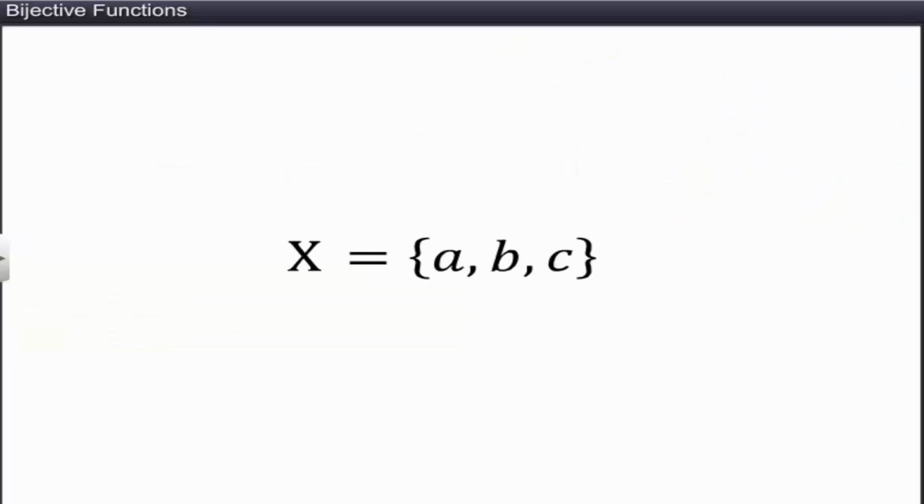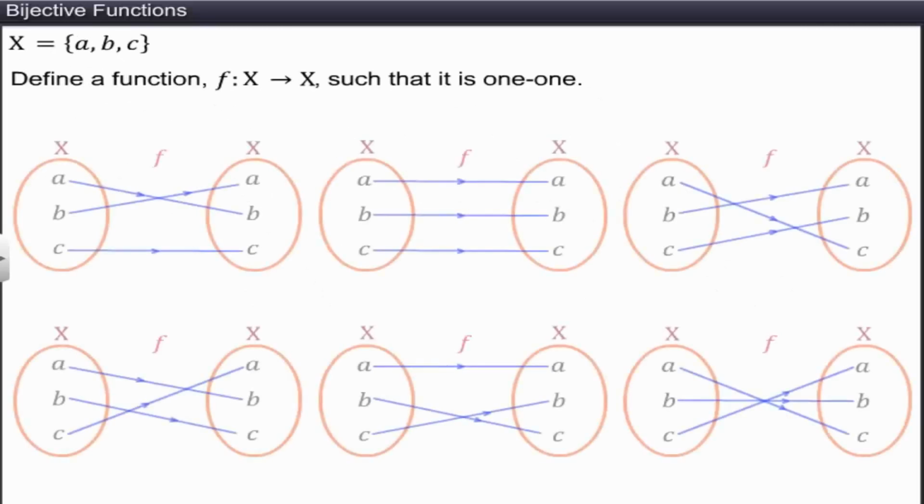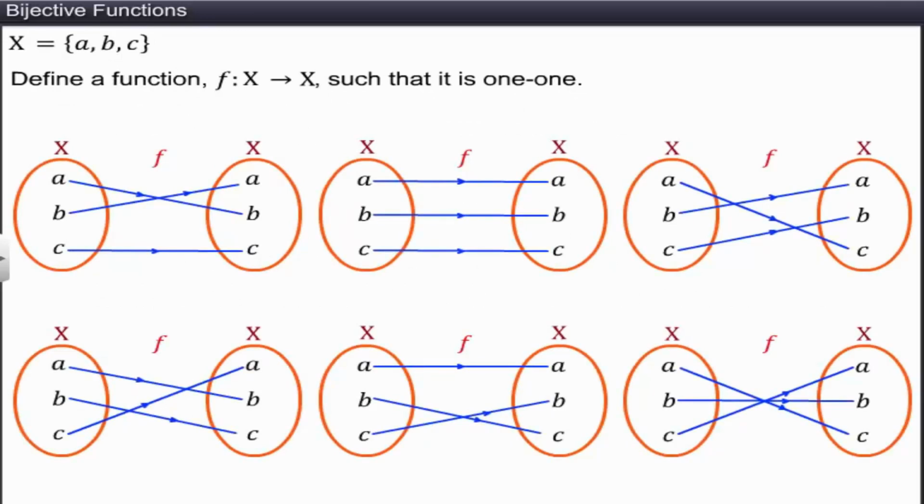Consider a finite set X with the elements a, b and c. Let us define a function f from X to X such that it is a 1-1 mapping. Then every element of domain X has its own unique matching element in codomain X. That is, two elements from the domain of f cannot point to a single member of codomain X.